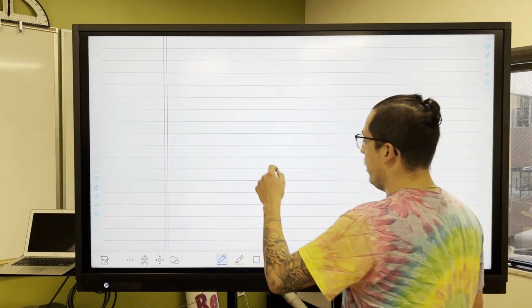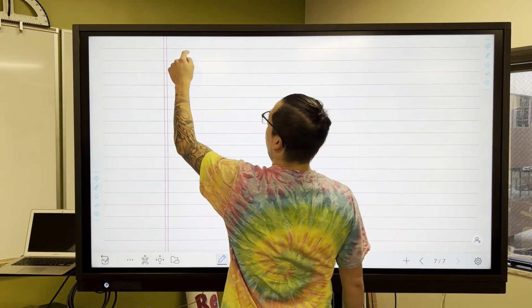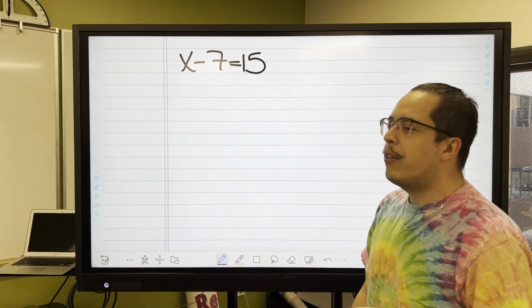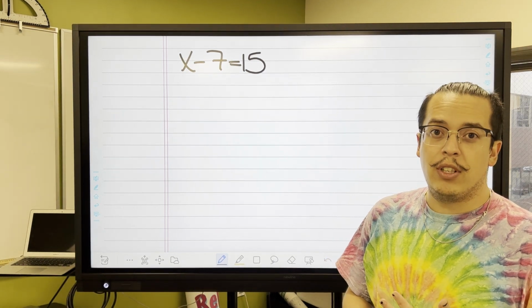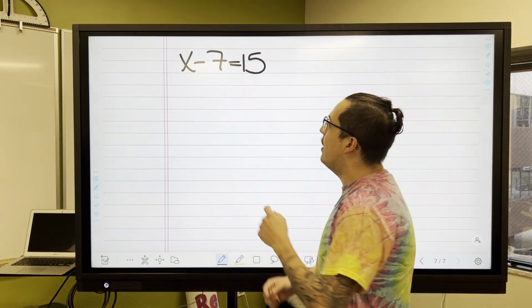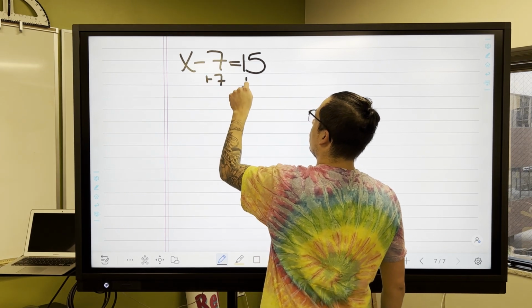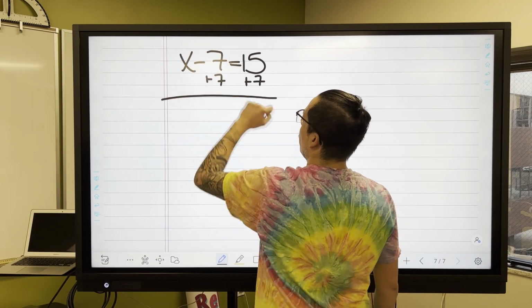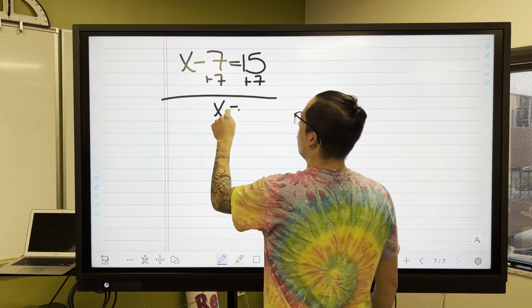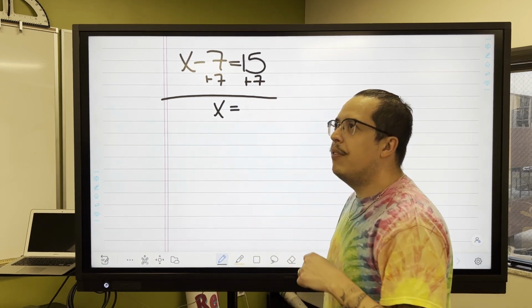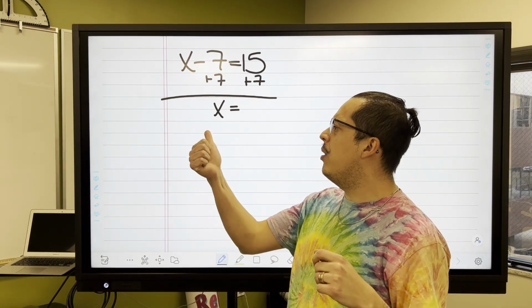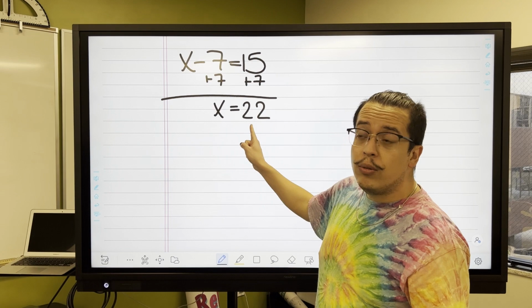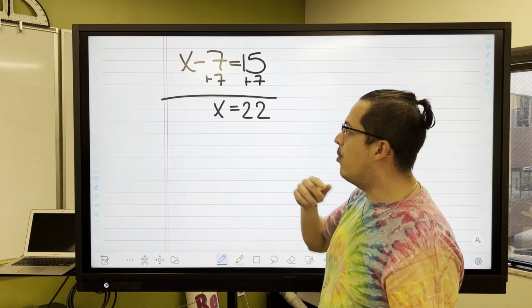I have another equation here. x minus 7 equals 15. And let's use our first strategy to solve this equation. Well, to isolate x, we're going to add 7 to both sides. And so minus 7 plus 7 cancels out, and we're left with x on the left side. 15 plus 7, 15, 16, 17, 18, 19, 20, 21, 22. x equals 22. 22 is the solution to this equation.